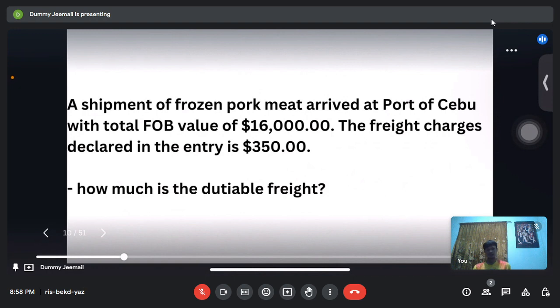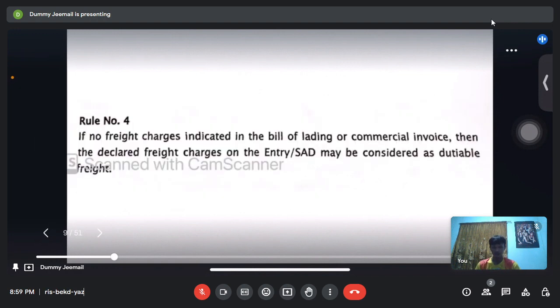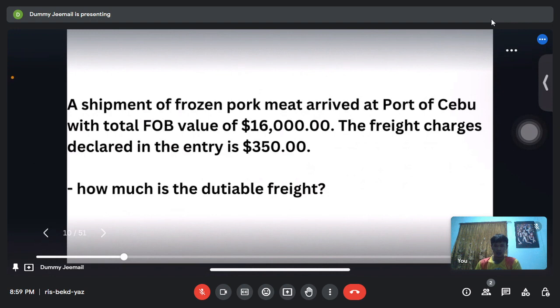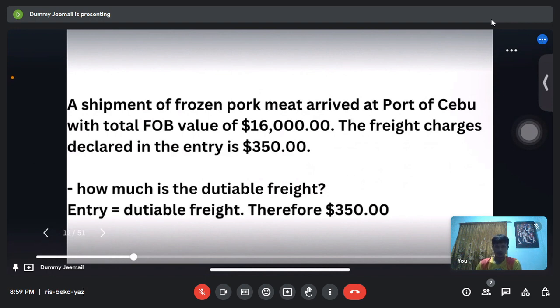As I said earlier, if there is no freight declared in the bill of lading or commercial invoice, then we will have to resort to our entry or SAD. So the dutiable freight answer is $350. The entry is equal to the dutiable freight if there is no bill of lading or invoice value given.